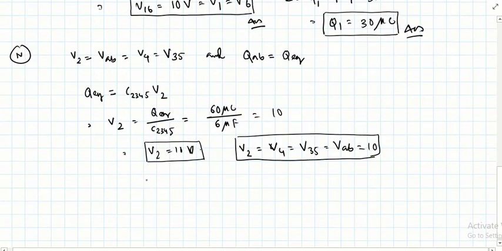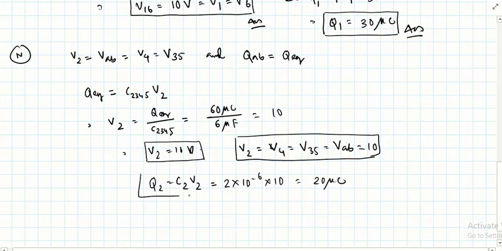Now what would be that charge? So I can write Q2 is actually C2 into V2. What is C2? C2 is actually 2 microfarad. So 2 into 10 to the minus 6 into V2, which is 10. That's going to be 20 microcoulomb. This is the charge on capacitor 2. Fine.